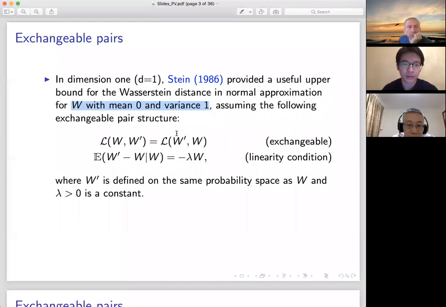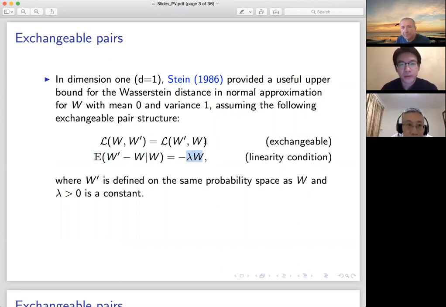that we can construct another random variable W prime on the same probability space so that the distribution of W prime and W is equal to the distribution of W and W prime. It's called they are exchangeable. And moreover, we assume the conditional expectation of their difference given W is a linear function of W, where this lambda is a positive constant.